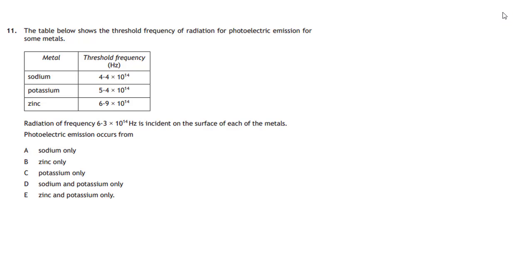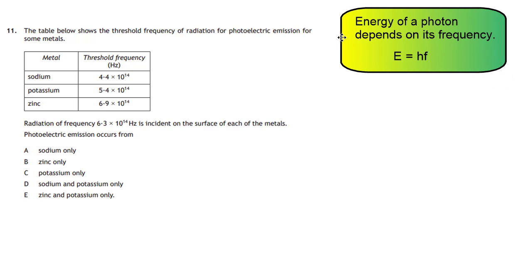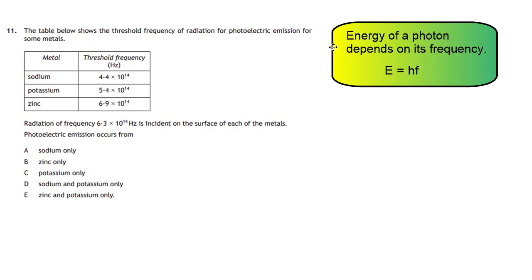In order to do that, the incoming photon must have a minimum amount of energy. Remember from the revision that the energy of a photon depends on its frequency. So we have E equals hf. H is Planck's constant and f is the frequency of the photon. So the frequency of the photon will give it its energy. The bigger the frequency, the more energetic the photon, and the more capable of knocking electrons off a metal surface.